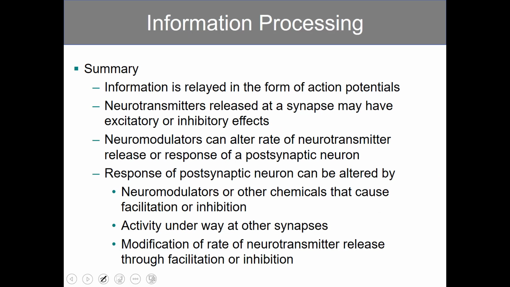In summary, information is relayed in the form of action potentials. Neurotransmitters released at a synapse may have either an excitatory or inhibitory effect. Neuromodulators can alter the rate of neurotransmitter release or the response of a postsynaptic neuron. The response of the postsynaptic neuron can be altered by neuromodulators or other chemicals that cause facilitation or inhibition, by activity underway at other synapses, or by modification of the rate of neurotransmitter release through facilitation or inhibition.